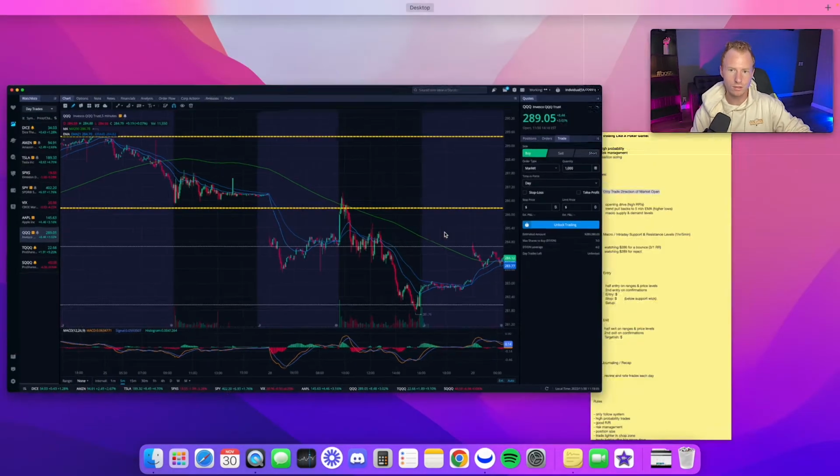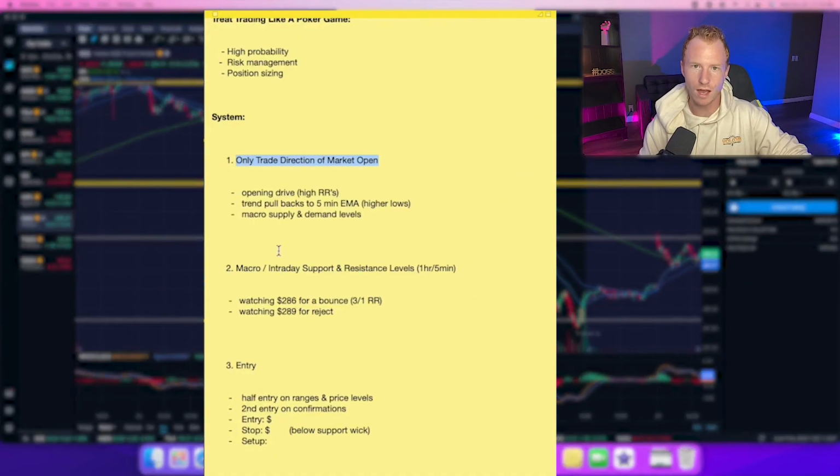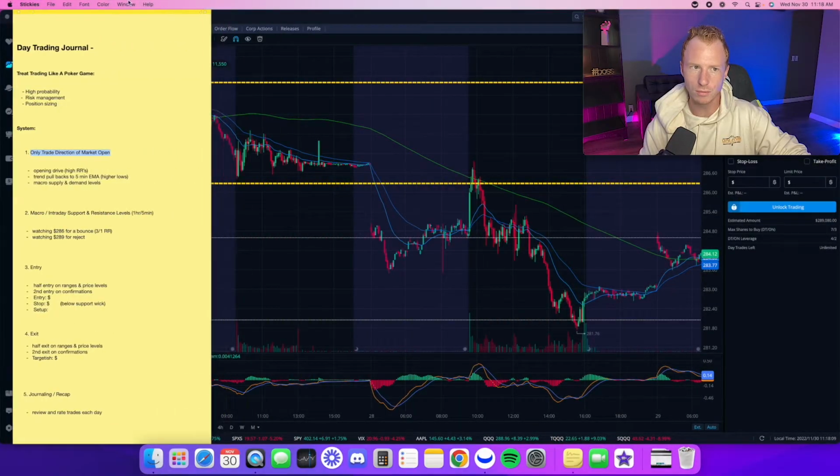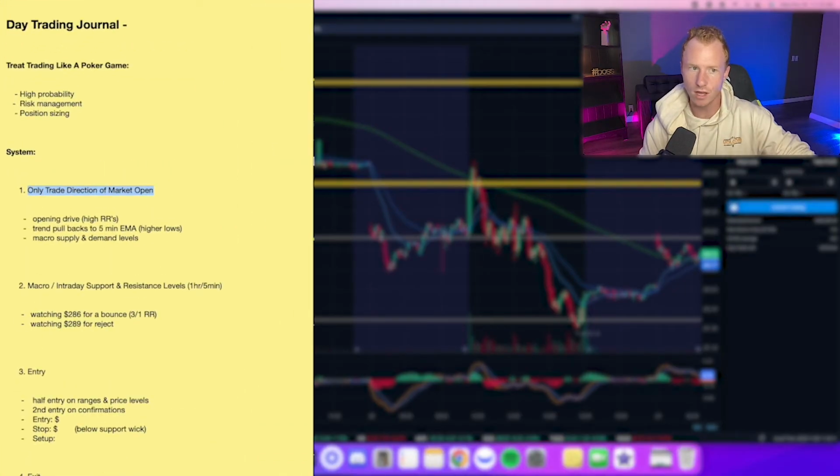So what I would do is I would look at my system like, okay, I'm more likely to be bullish and trade for the upside, right? So I would look at these 3 things when I'm actually trading. So I'd first look at an opening drive.